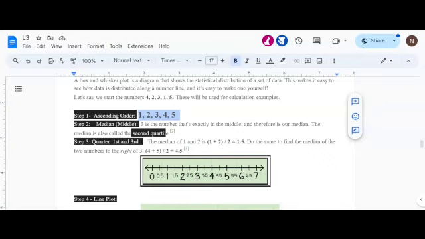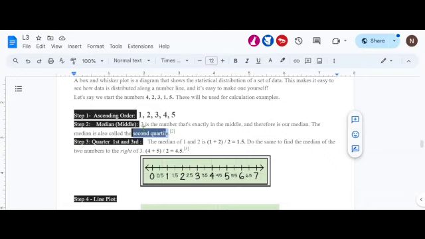Now we're going to look at step 2, the median, which is the middle number. Here, you can visually see it: 2 numbers on the right, 2 numbers on the left. So the middle number is 3. So the median here, or the middle number, is 3. And we give it another name. We call it what? Second quartile. So what is the first quartile? The first quartile and the third quartile.